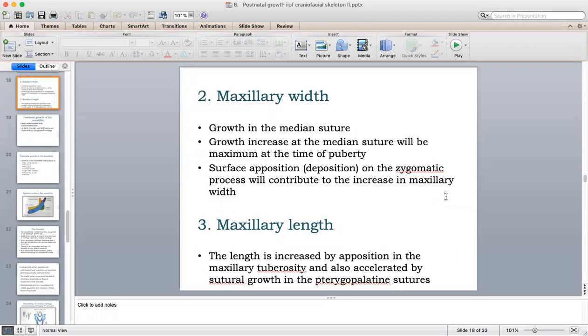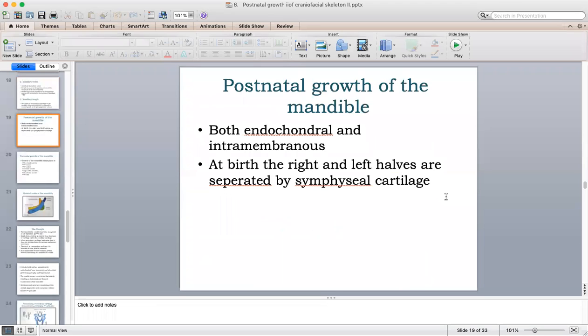Now, growth in length is nothing but growth in the anterior-posterior direction. The length is increased by deposition. You know that the posterior part, that is the tuberosity, shows growth and it pushes the entire maxilla forward, which shows an increase in the length of the maxilla. So this is the mechanism by which the maxilla grows in all three planes.